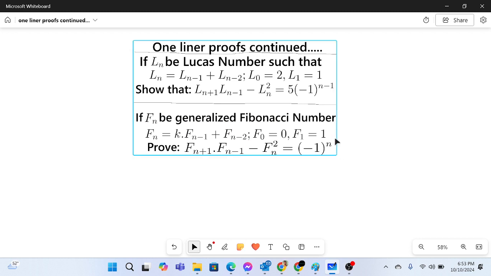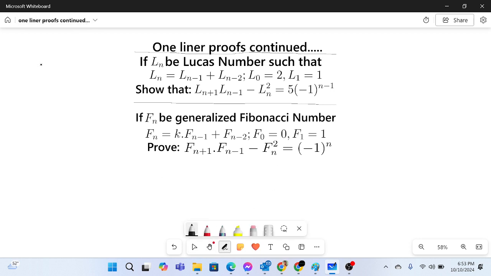Alright, so this video is basically a slight continuation from the previous video. In the previous video, I was talking about how to find the nth Fibonacci number using matrix multiplication. And over there, we came across this identity: f(n+1) f(n-1) minus f(n) squared is (-1)^n. We were able to prove this using matrix multiplication in just one or two lines, right?